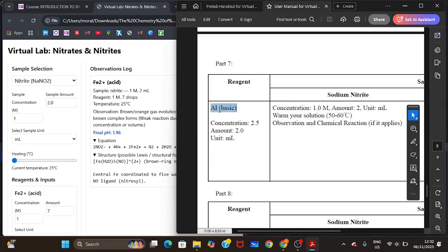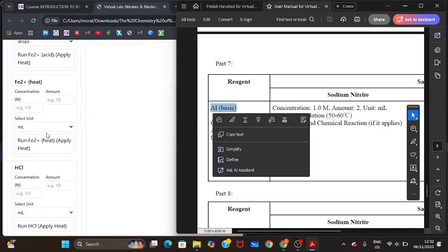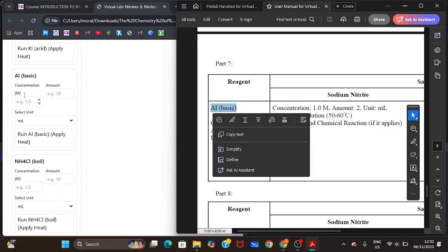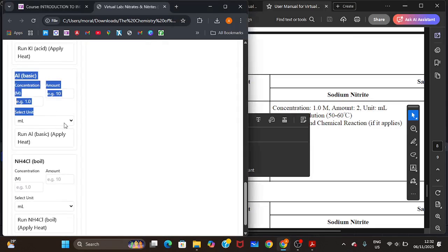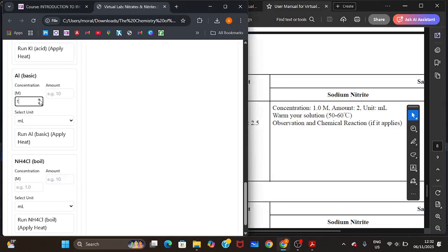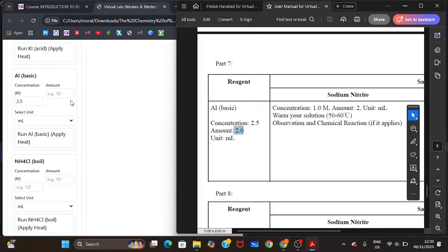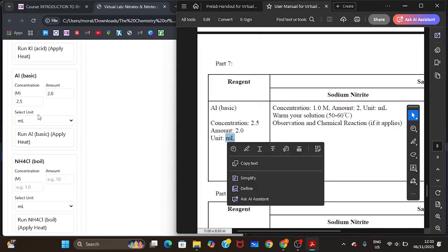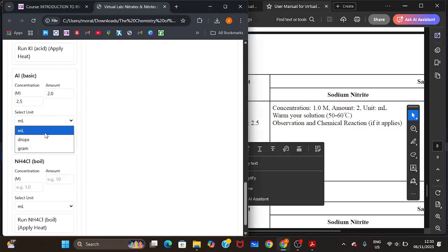For the reagent part, you need aluminum in a basic solution. So you need to scroll down and find where aluminum is in a basic solution. Okay, in this case, it's right here. Okay, so you go ahead and you simply adjust the different concentrations appropriately. 2.5, amount to 2, and mL in this case, which is already in mL.